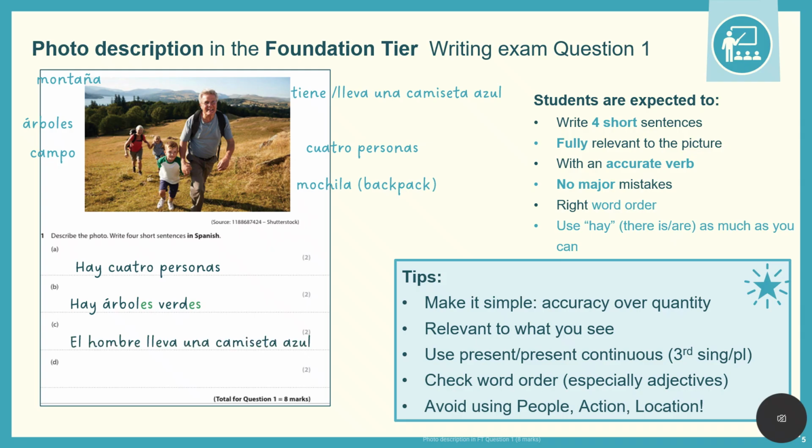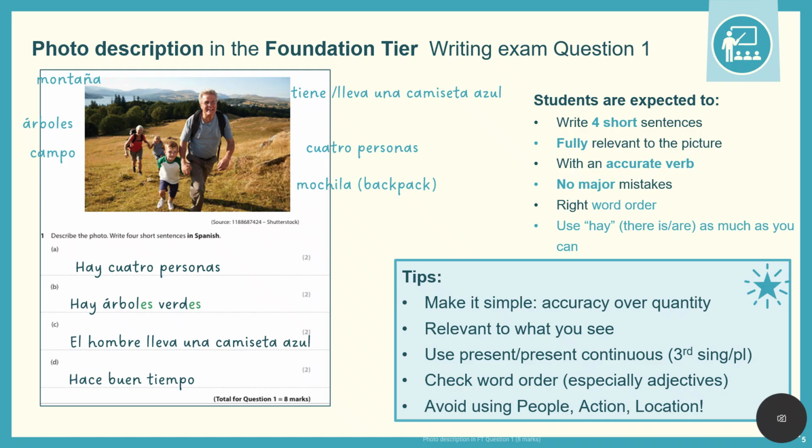Sentence 3. El hombre lleva una camiseta azul. So this is the kind of thing that you can memorize, how to describe what someone is wearing. The man wears a blue shirt. And then why not try to add a sentence about the weather? There is a good weather, or it's nice weather, basically that is what it means.